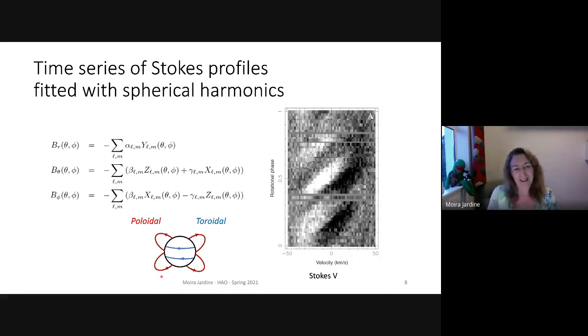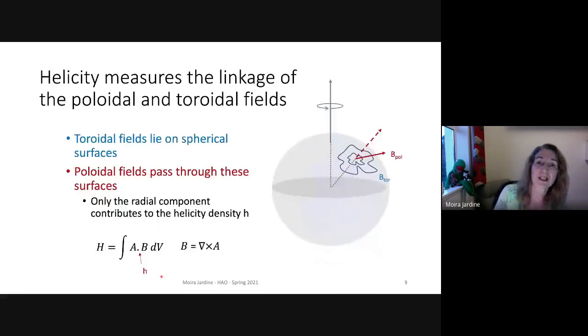Now you might think, what's wrong with B_r, B_theta, and B_phi? They're perfectly good field components. Why would you bother describing a magnetic field in terms of a poloidal and a toroidal component? Well, there are many good reasons, but one of the best ones is that they're a great way to describe helicity. Helicity can be described very cleanly and intuitively as just the linkage between the poloidal and the toroidal fields. So I have another little cartoon on the right here to explain this.